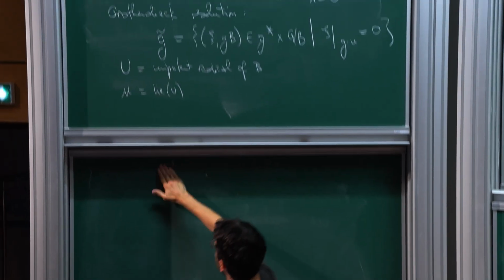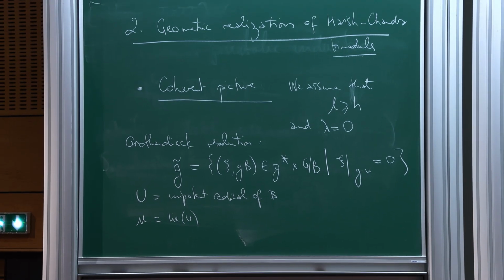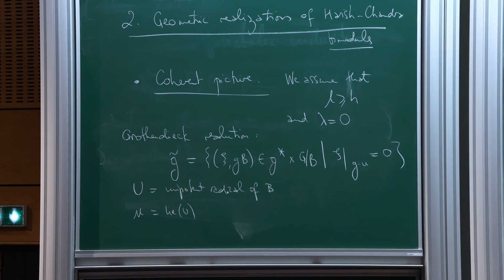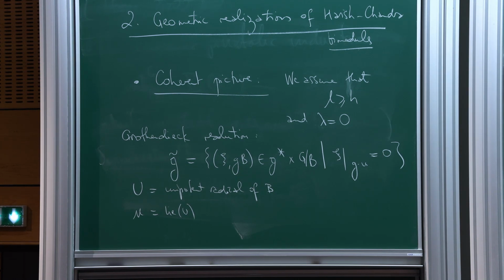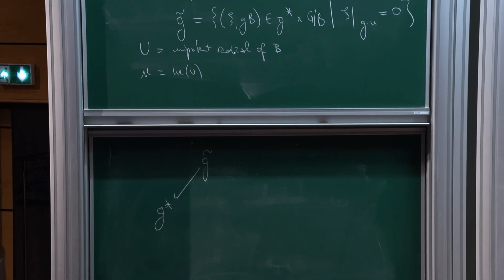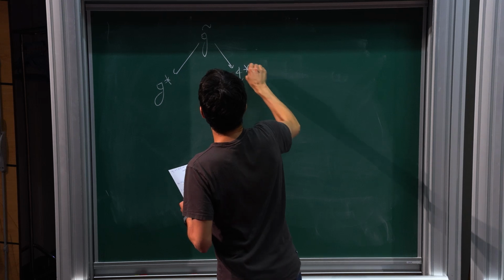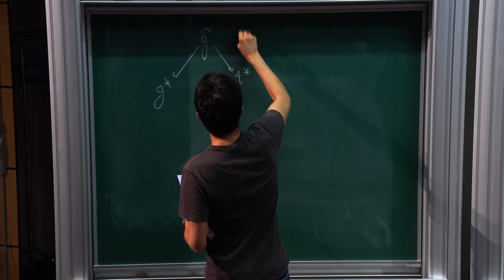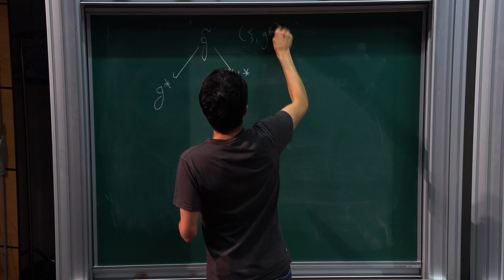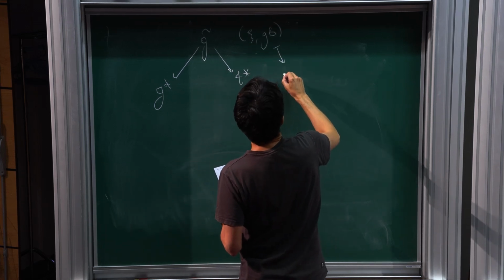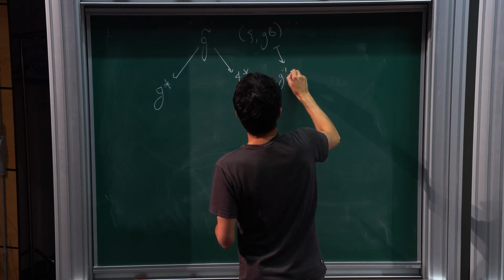And it has natural maps. So G tilde maps to G mod B, well, it's again a vector bundle over G mod B, but that's not so important for me. So it maps to G star just by sending a pair to Xi. And there is another map to T star. And this map sends a pair (X, gB) to Xi, (gB) to g inverse dot Xi.